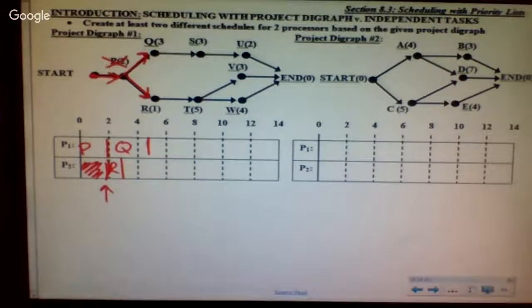Are we good here? Yeah. Are you sure? If you get confused, I need you to stop me and we need to talk about it. So idle time would be 2. We don't have any idle time yet. So, we stopped here.